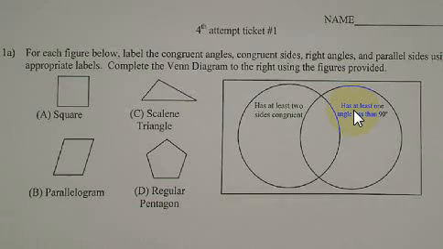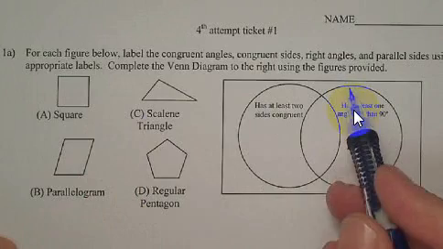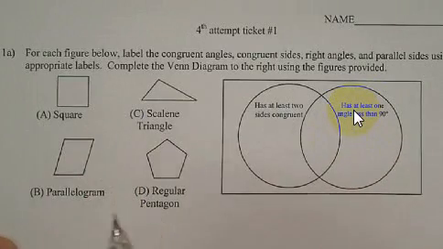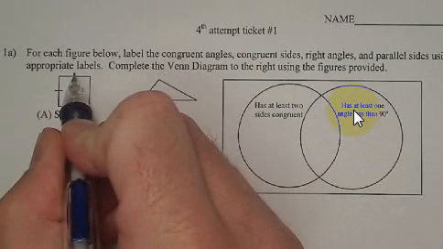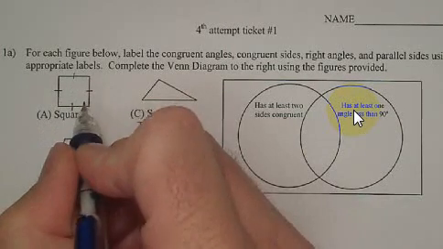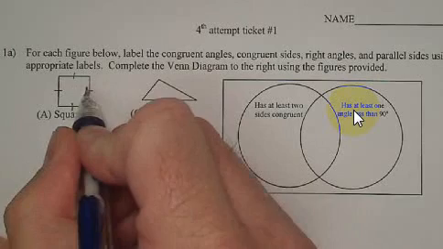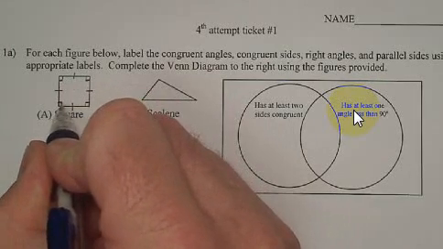Okay, here's your fourth attempt for problem number 1. First we need to label the congruent angles, sides, right angles, and parallel sides on the diagram over here. A square, you should know that all 4 sides are the same, so I mark those with tick marks. And you should know that all 4 corners are 90 degrees, right angles.